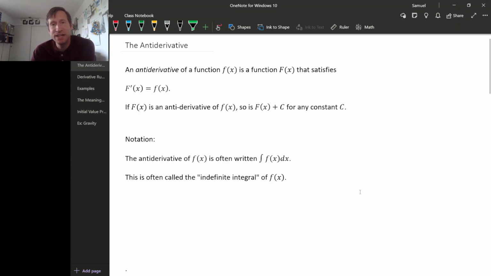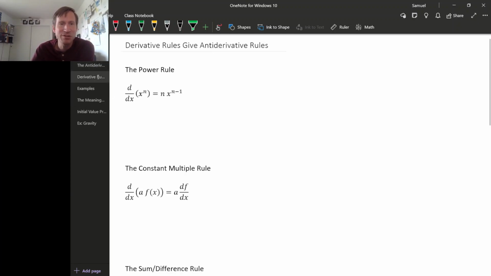We have this idea of an antiderivative, and to calculate, quote unquote, antiderivatives or indefinite integrals, essentially we've just been guessing. But since an antiderivative is the opposite of a derivative, any derivative rule that we have, we can turn into an antiderivative rule. So let's look at examples of what that would look like.